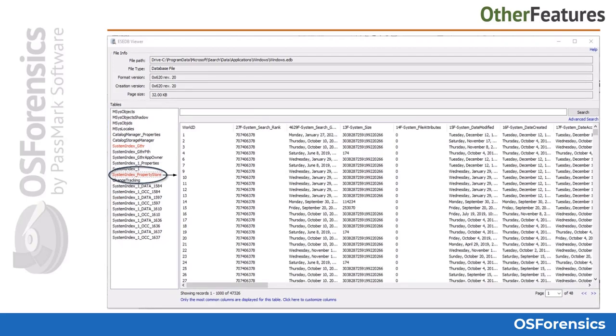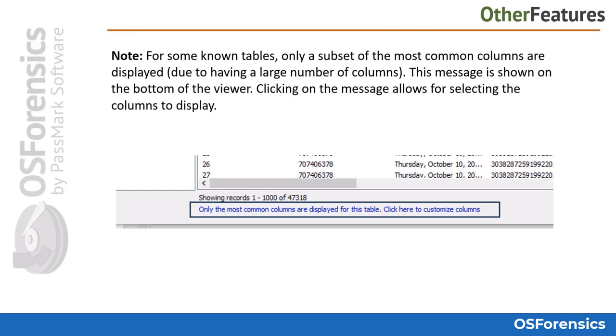To view the records contained in a particular table, simply select a table from the tables list. You can also perform string searching functions in the search box. For some known tables, only a subset of the most common columns are displayed, due to having a large number of columns. This message is shown on the bottom of the viewer. Clicking on the message allows for selecting the columns to display.